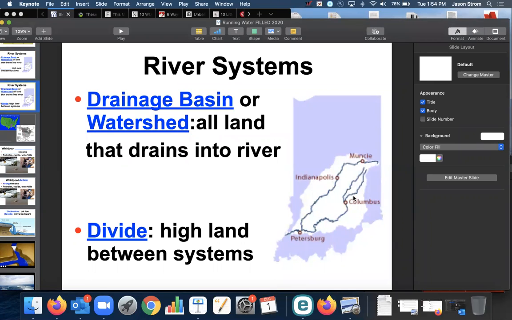So that's the drainage basin. And a basin, in general terms, is a term for a depression, like a sink can be called a wash basin. So this drainage basin is a low area where all of the water in that area converges at one point into one river.